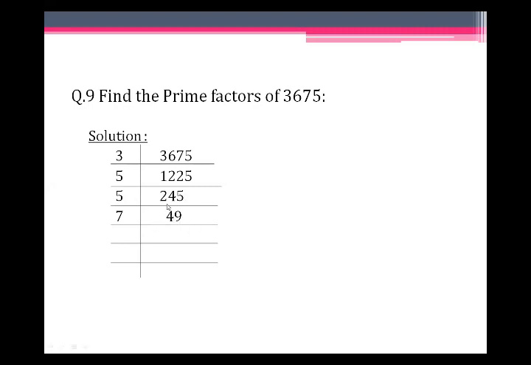Now 49 is divided by 7. So 7 7s are 49. Then 7 is divided by 7, then we get 1. 7 1s are 7. So here students, we write 3675 in the prime factor form, which is 3 multiplied by 5 multiplied by 7 multiplied by 7. So these are the prime factors of this number. As you see students, the numbers which completely divide this number are the prime factors.